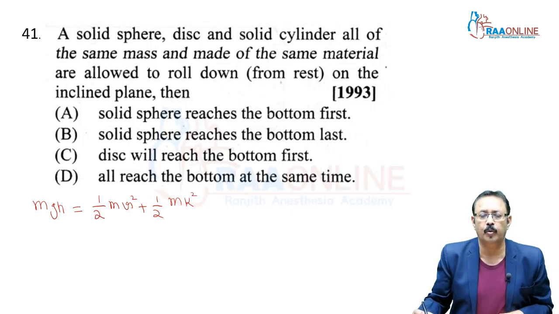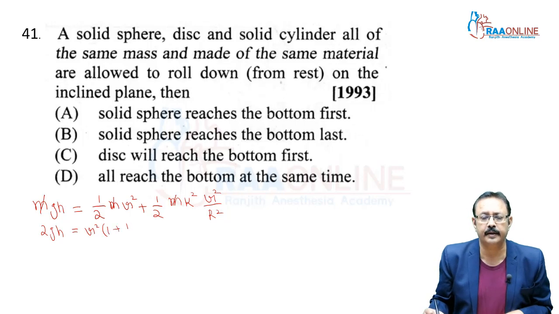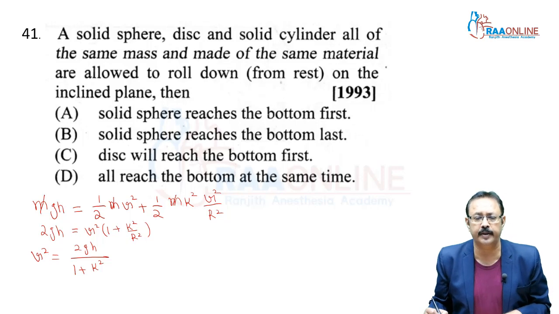Half I omega square means v square by r square. Cancel m with m with m. So what we are getting, 2gh is equal to v square into 1 plus k square by r square. So speed will depend upon radius of gyration. 2gh are constant in this case, and radius is also the same.